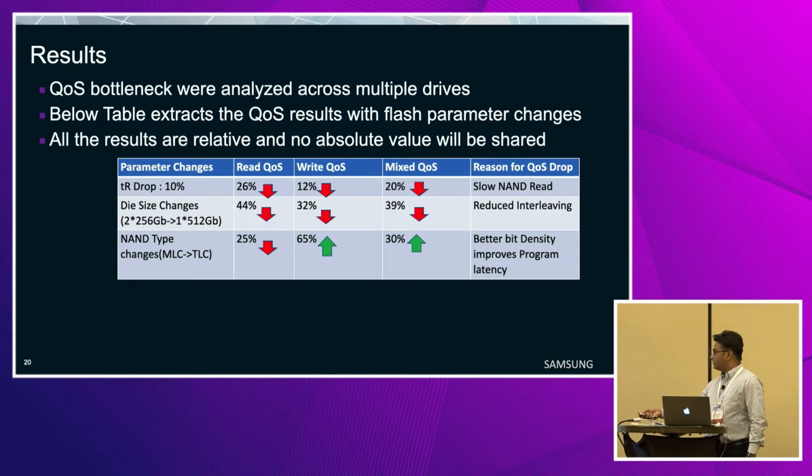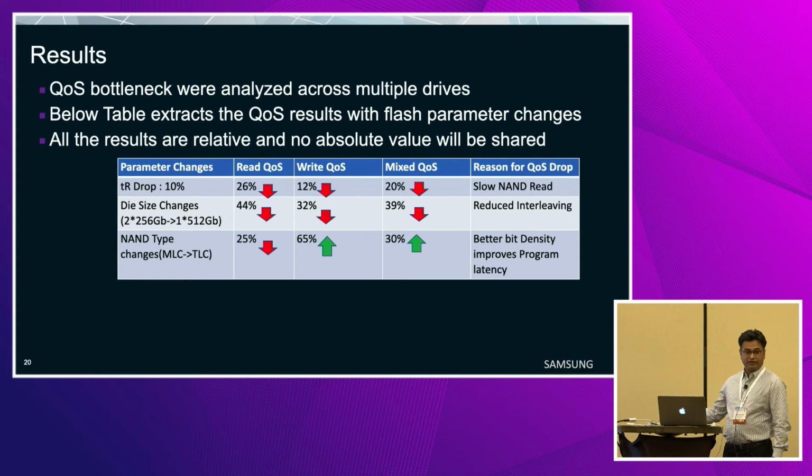So the IO pattern here is 100% read, 4 KB, and this is around 99 percentile. Similarly in the write QoS too, it's 100% write, 4 KB, and 99 percentile, and here for mixed we have taken around 50%.